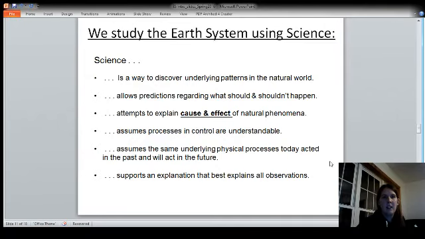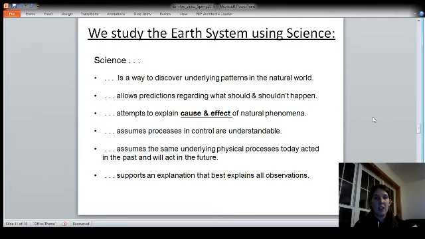It also assumes that the same underlying physical processes that act today acted in the past and will act in the future. So, gravity has not changed. It's always a gravitational acceleration of 9.81 meters per second squared. And it will always be 9.81 meters per second squared unless something changes in the Earth's mass.